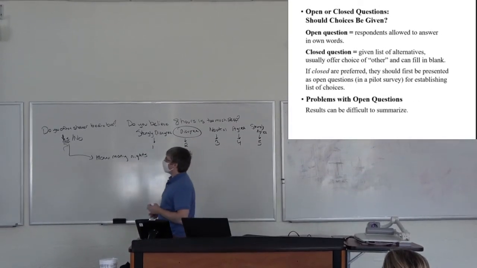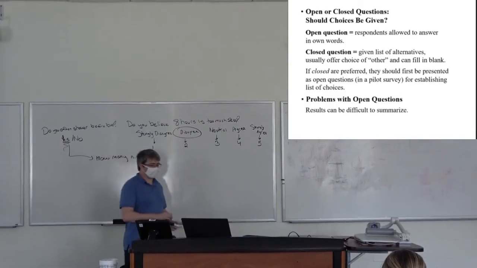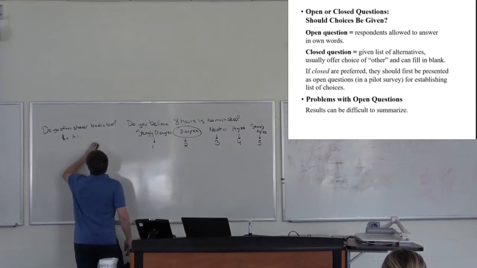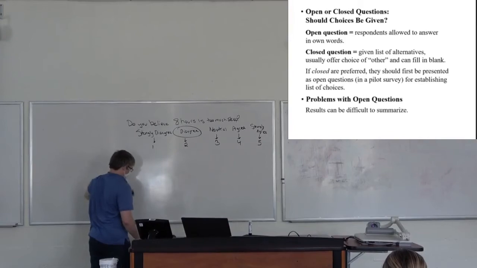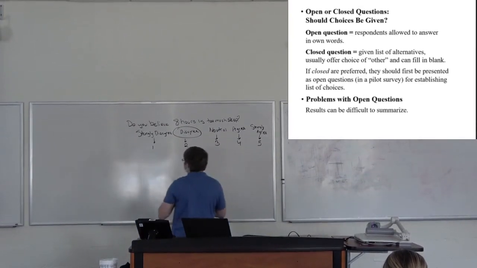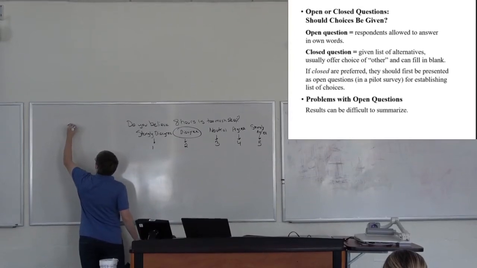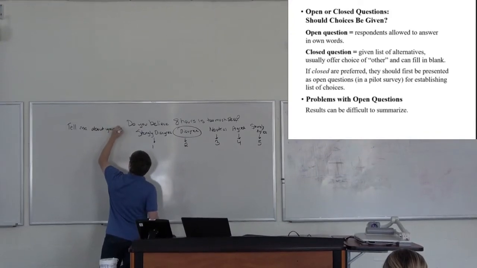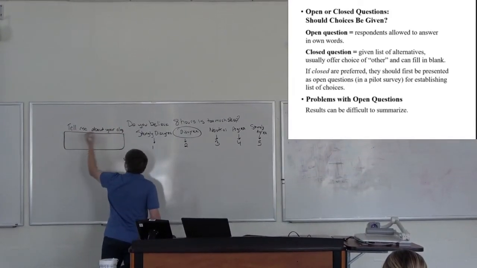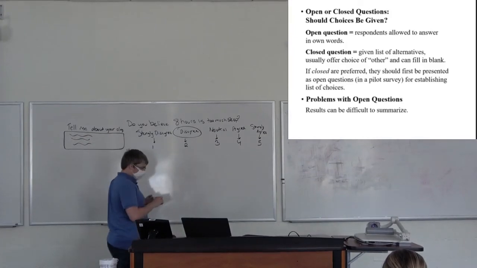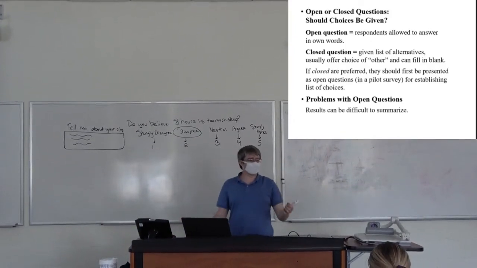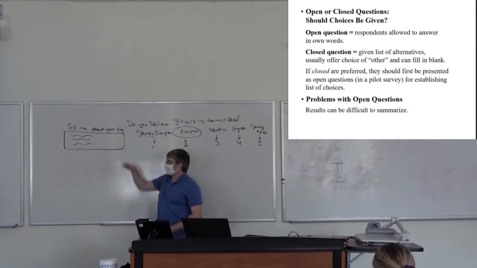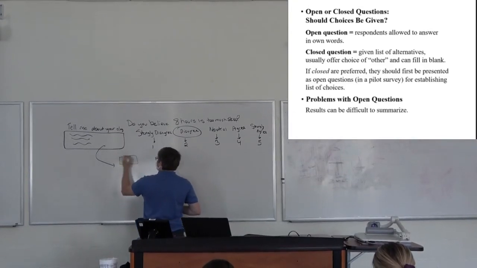So, open or closed questions: should choices be given? With an open question, you're allowed to answer freely. For a quick differentiation, open is like, tell me about your day, and you're given a big text box where you can write whatever you want. For analysis, it's hard to summarize, because you have to take what people told you about their day and put it into categories later.